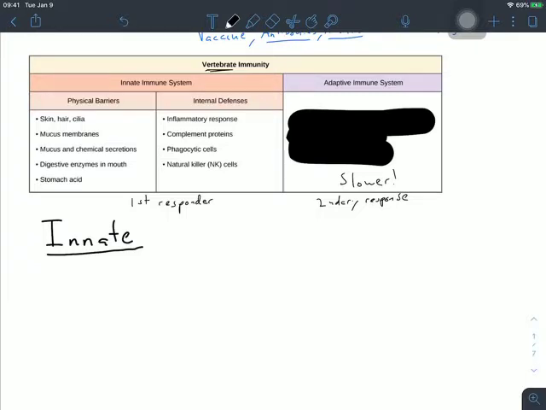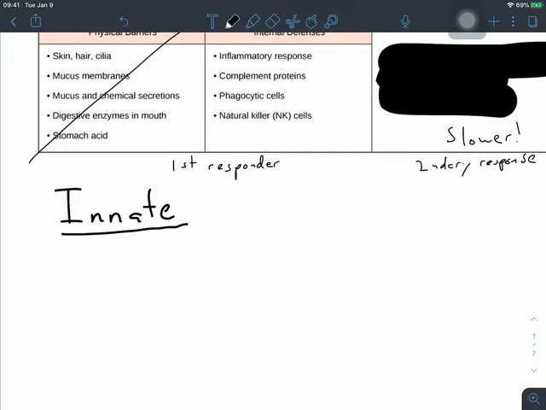So we'll glance a little bit over the physical barriers, and instead focus on those internal defenses, because those internal defenses are incredibly interesting. We know that these internal defenses of the innate immune system are over 1 billion years old. These things are very, very ancient defenders that are common across so many different organisms.